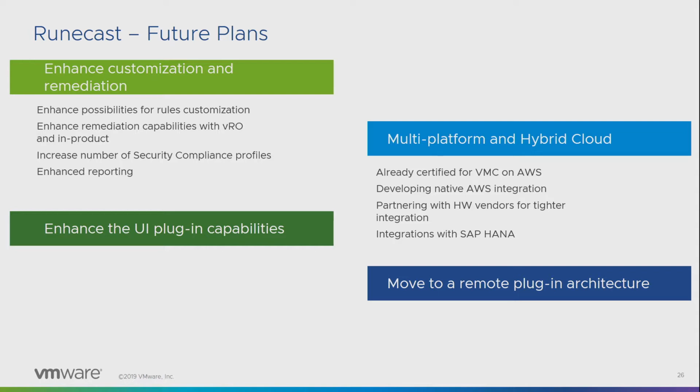So we already run on VMware on-prem. Runecast Analyzer has also been certified on VMware Cloud on AWS since the very beginning of VMC on AWS. We are currently developing, and that's something that I haven't mentioned much publicly, native AWS integration, which will complete the picture. You'll have Runecast Analyzer discovering proactively issues for VMware on-prem, for VMC on AWS, and now also for native AWS. We're partnering with different hardware vendors for tighter integration, and also some integrations with SAP HANA are in the works.